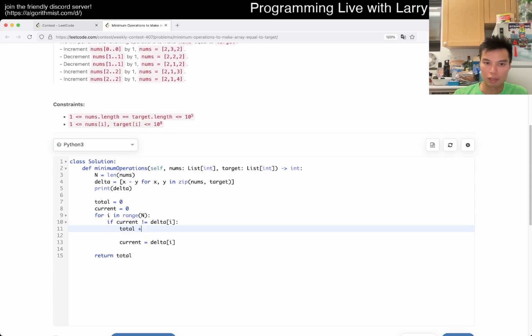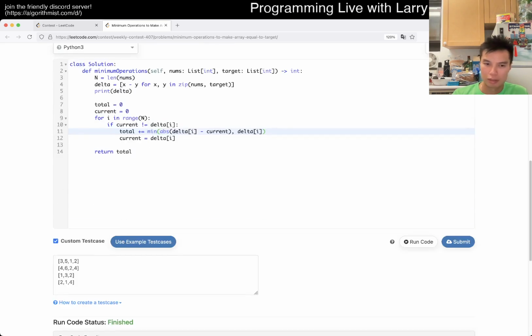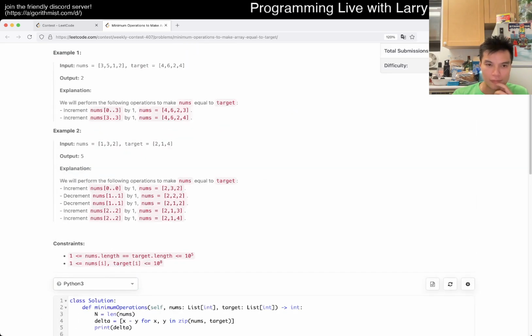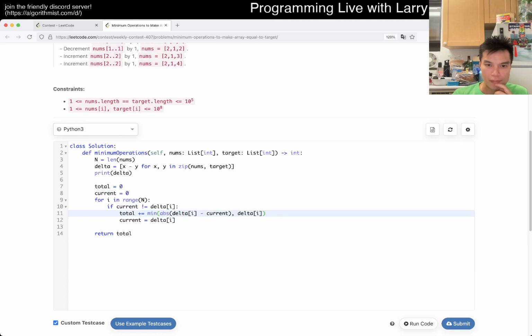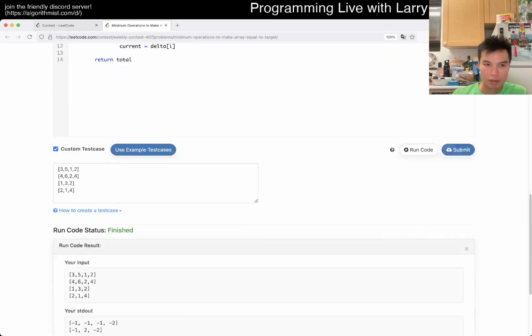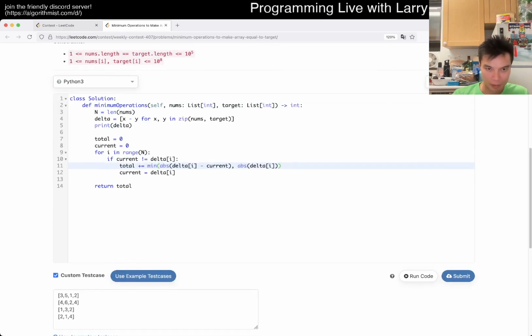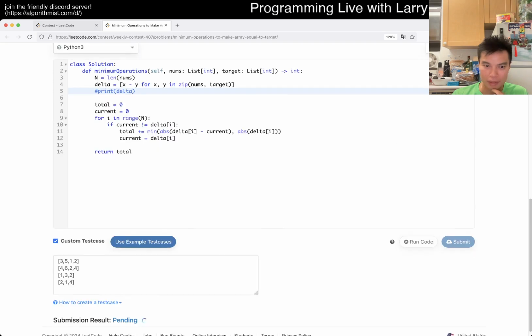So then now total will be added by the difference, or we start by 0, which is delta sub i. The min is not whatever, this is absolute value. I don't know. I don't think this is right, but I'm just going to YOLO submit it because I feel like the decomposition thing makes sense, but give me a wrong answer.